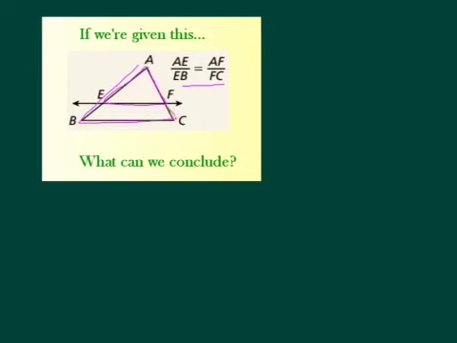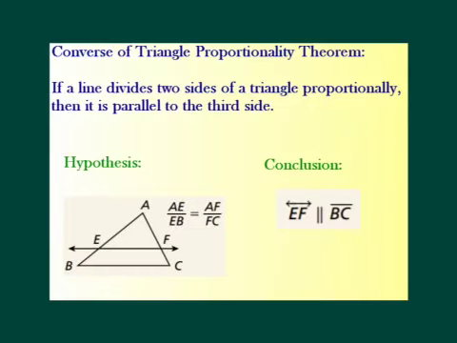Okay, so what can we conclude from that? Let's go ahead and see. I'm going to erase this. See, we can conclude, if those two triangles are similar, then I know that angle B is congruent to angle AEF. I also know that angle C is congruent to angle AFE. And by the converse of the corresponding angles postulate, I know that line EF is parallel to side BC. Okay, it's the converse of the triangle proportionality theorem. It just says that if I have a line that divides two sides of a triangle proportionately, then I know that that line is parallel to the third side.